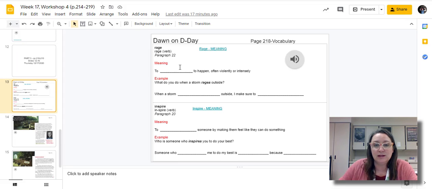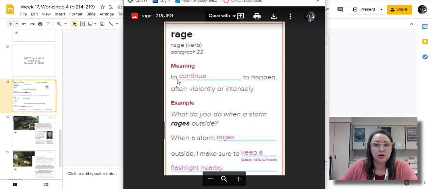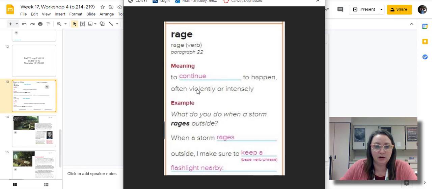Let's check out these definitions. As always, if working independently, you can use these links in blue to find those definitions. I'm going to use those today as well. So I'm going to start with rage. Rage, to continue to happen, often violently or intensely.